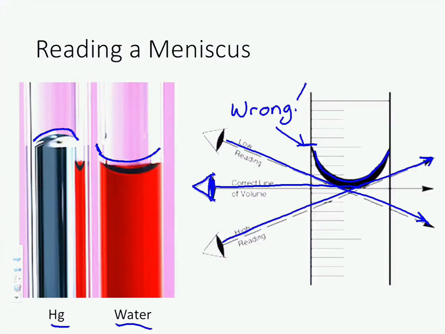So there are two rules in reading a meniscus. Get down to eye level with the bottom part of the meniscus and read the bottom of the meniscus, or the tip, as opposed to these edges that creep up. If you were looking at a mercury column, which forms a bubble shape, your meniscus is still that tip, so you'd measure the top part of the bubble.